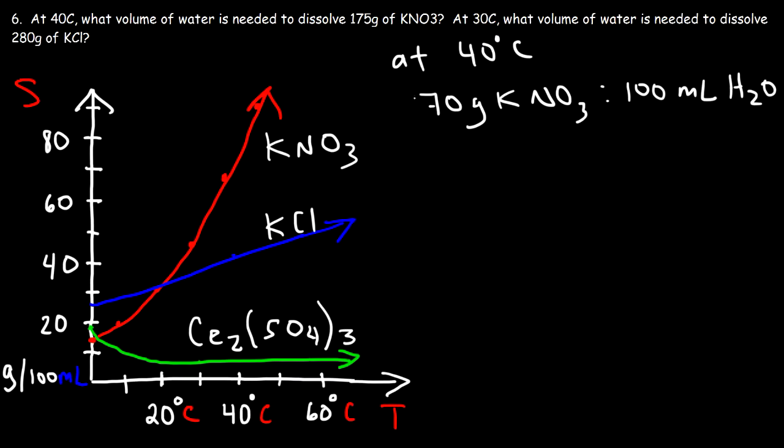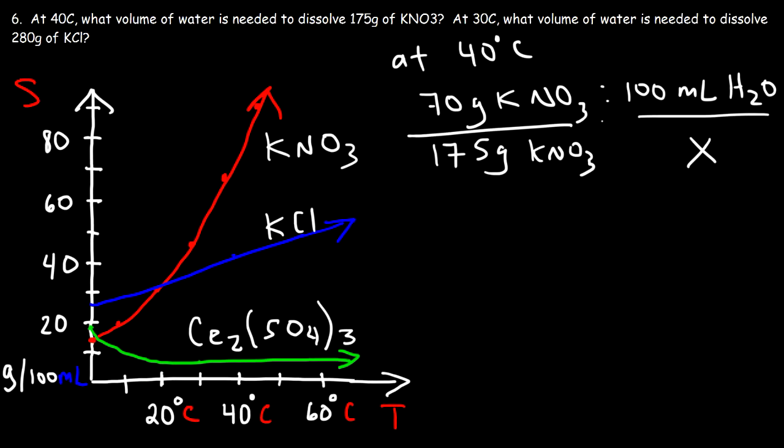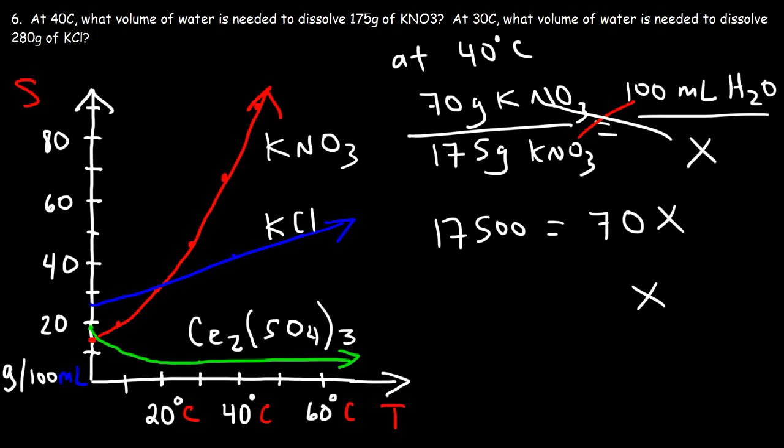So we're looking for the volume of water to dissolve 175. So what we can do is set up a proportion again. So let's get rid of this. And let's solve for x. So first we have 175 times 100. And so that's 17,500. And then that's equal to 70 times x, or 70x. So x is going to be 17,500 divided by 70, which is 250 milliliters.